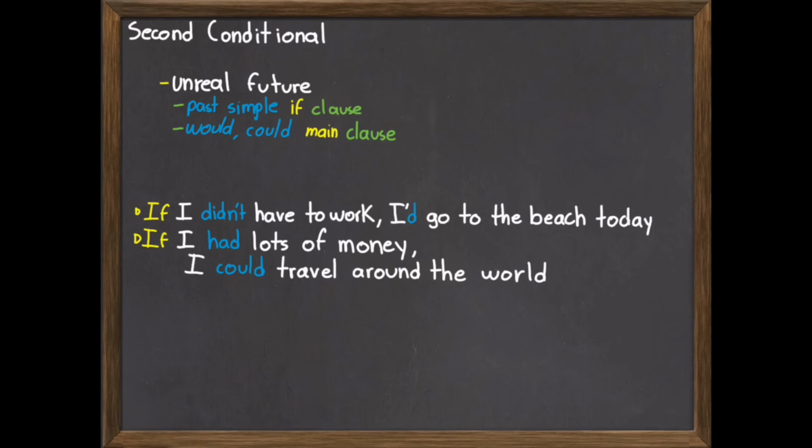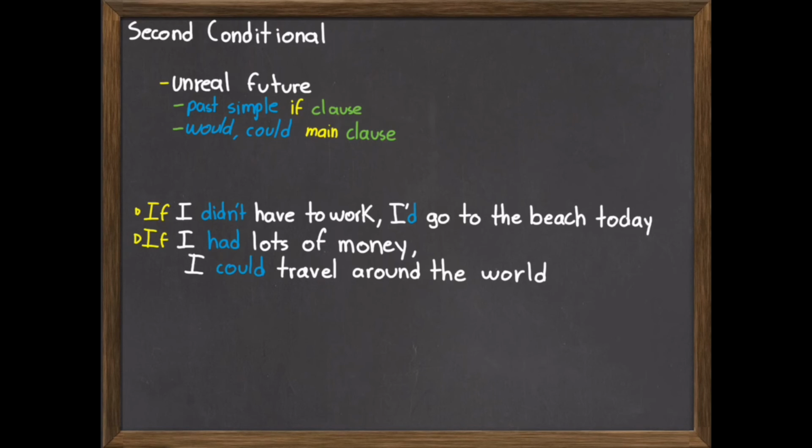It's unlikely that I won't have to work today, and it's even less likely for me to go to the beach today. If I had lots of money, which is an unreal future situation, and it's almost impossible or unlikely to have lots of money right now, I could travel around the world. Now, that's the second conditional.